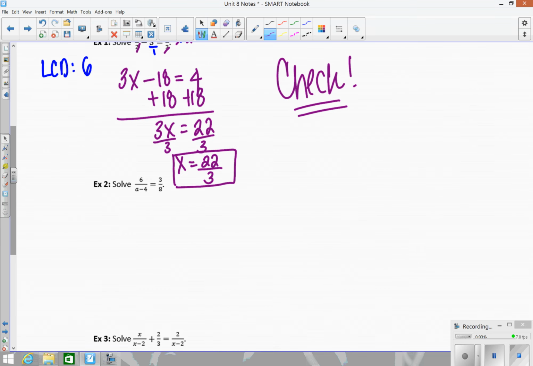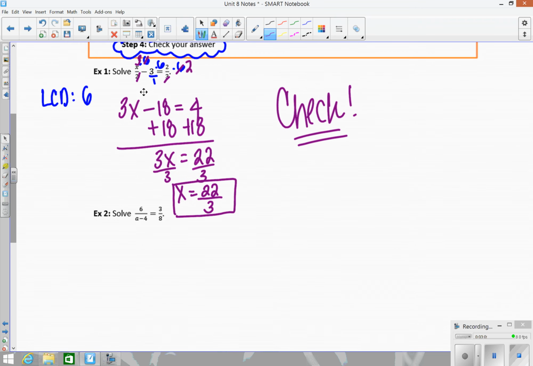This next example has a slightly different format than the first example. In the first example I had a fraction minus a whole number equal to a fraction. In this case, it's a fraction equal to a fraction, and whenever you have a fraction equal to another fraction, sometimes the easiest way is to just cross multiply. So instead of trying to find the LCD, I could just cross multiply. So let me just make a note: cross multiply when you have a fraction equal to a fraction.